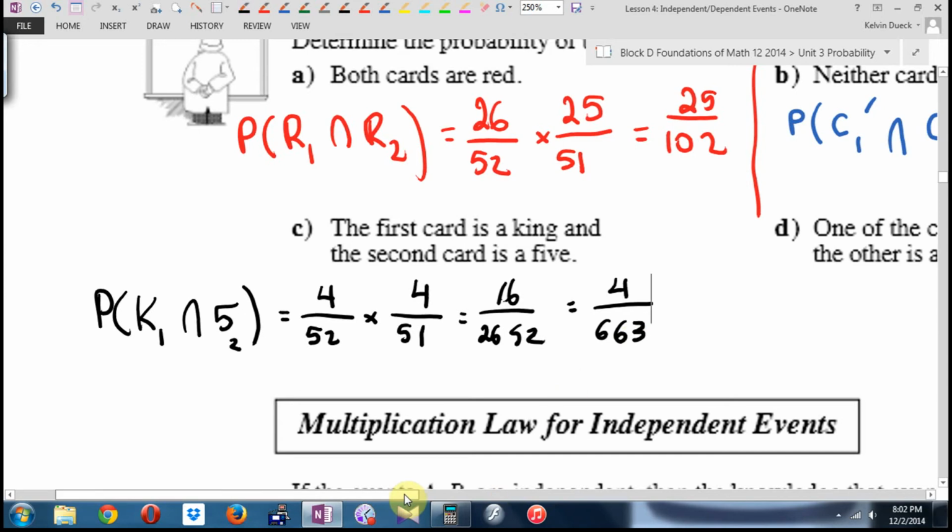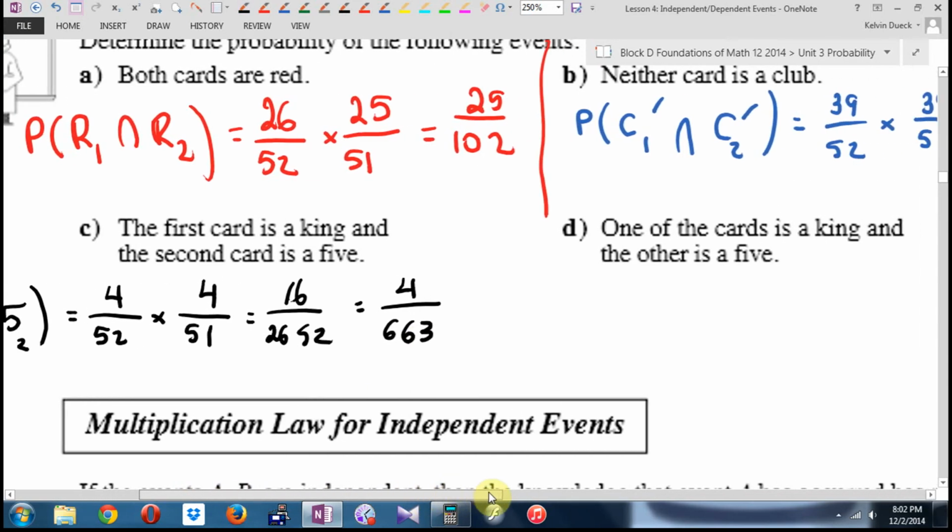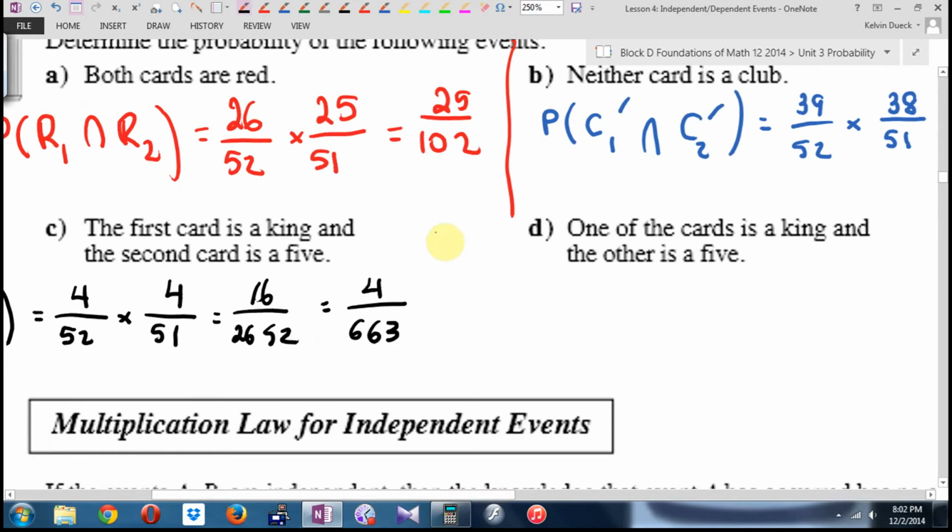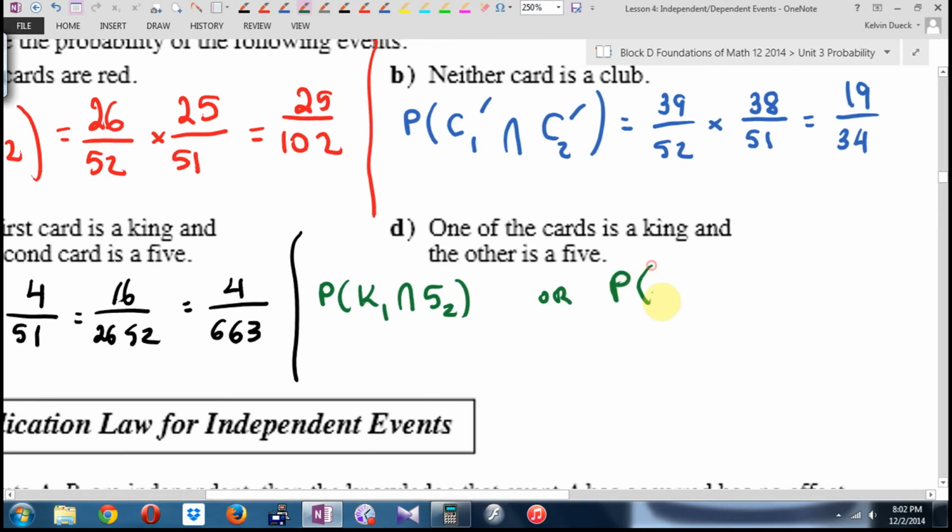Hey, Mr. Dueck, D is the same question, is it? Not quite. How is D different from C? Well, this time they didn't give me a specific order. It just says one of the cards is a king and the other is a 5. I guess that means that we can have king on the first and 5 on the second, or 5 on the first and king on the second.